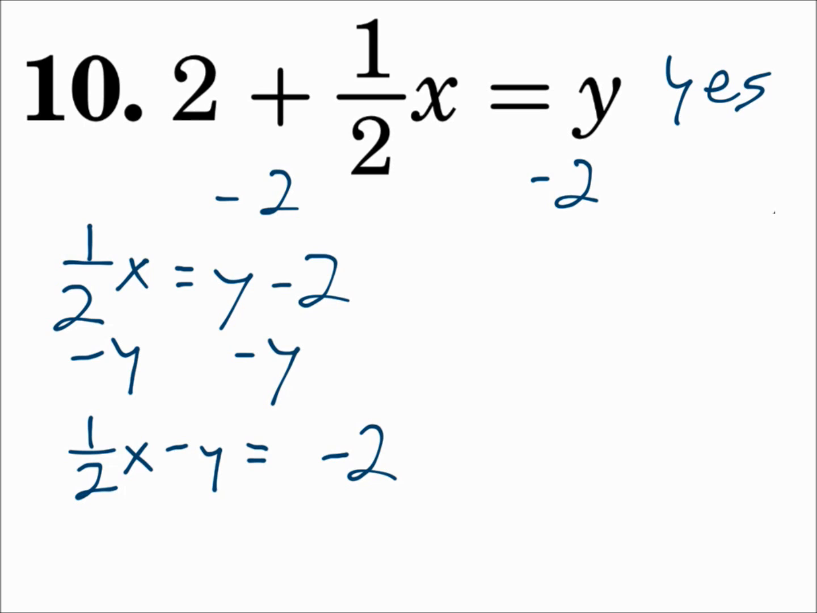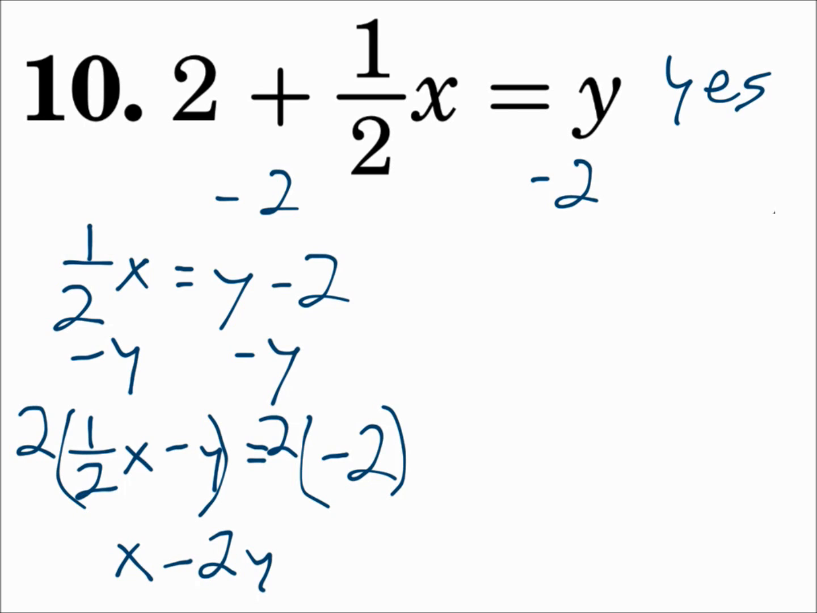Now these all have to be integers, but I have a half for the x. To get rid of the fractions, multiply everything by the lowest common denominator. So since I just have one fraction, multiply it by that 2. Both sides. 2 times half x is x. 2 times negative y is negative 2y. And 2 times negative 2 is negative 4. A is positive 1, so it's good. 1, negative 2, and negative 4 do not have any common factors, so this one is finished.